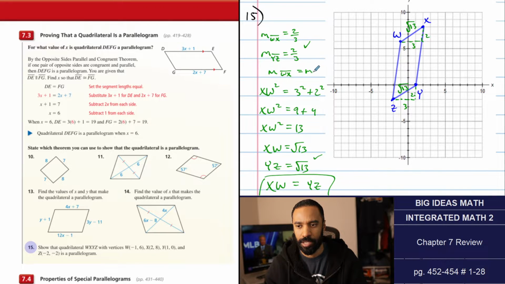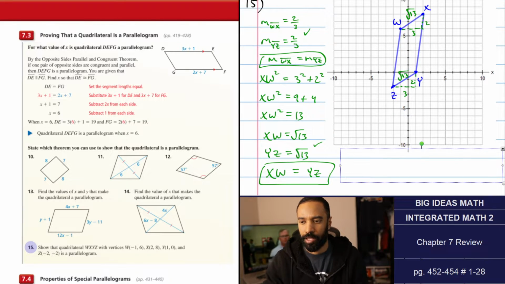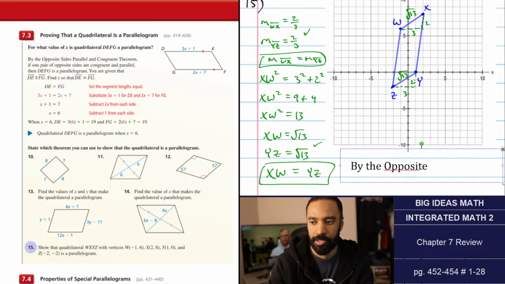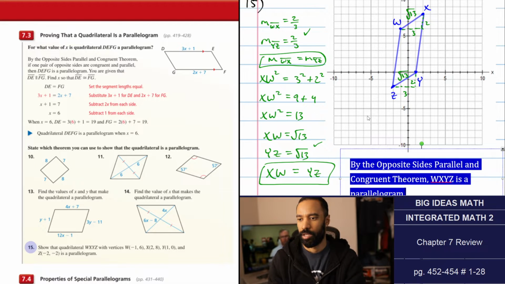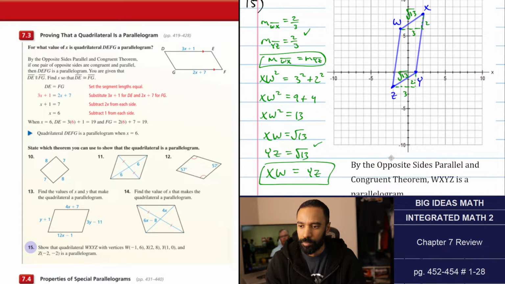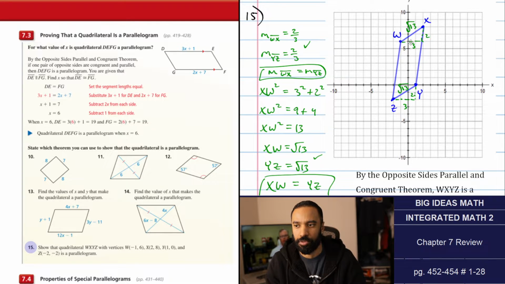Slopes of these, right, like that. By the opposite sides parallel and congruent theorem, this is a parallelogram. By the opposite sides parallel and congruent theorem, WXYZ is a parallelogram. Let's shrink that. Okay. They're not trying to trick you, and is it or is it not? It absolutely is by that.